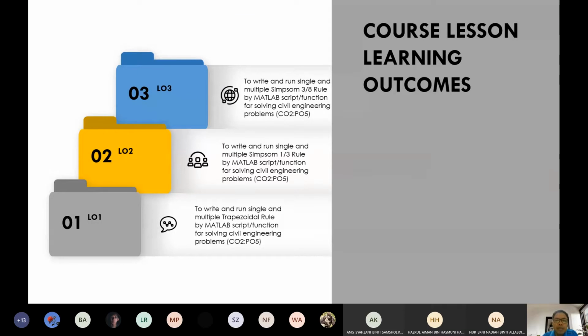So our learning outcome will be to study 3 different numerical approaches in integration. The first one will be the trapezoidal rule. That is the first simple method to approximate the integration. The second one is to use Simpson 1/3 rule. And the third one is to use Simpson 3/8 rule.